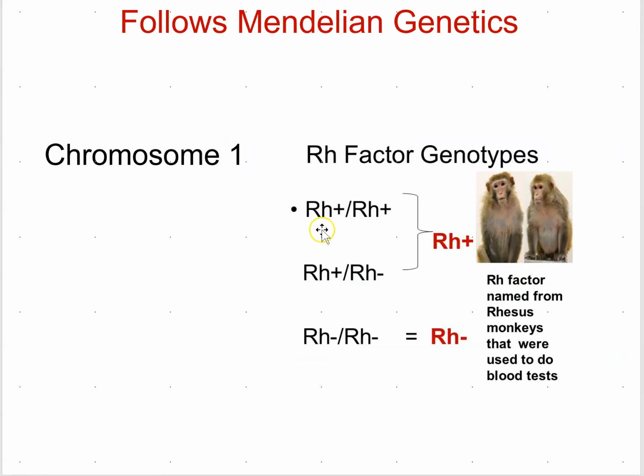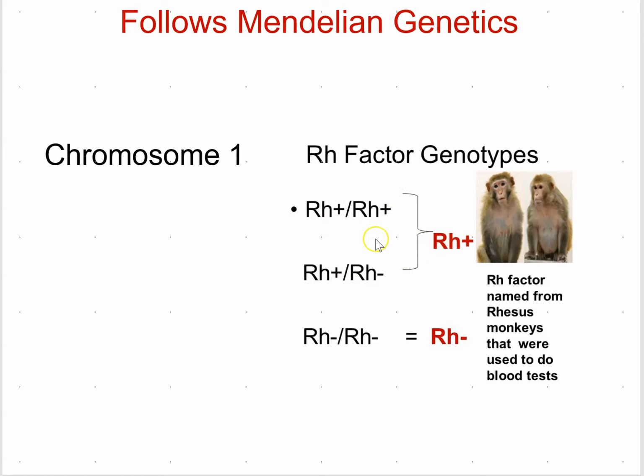So the rhesus factor is basically determined by the genes on chromosome 1, which we call the rhesus group. Now some people have a positive blood type and some people have a negative blood type based on the rhesus factor. Now we have 2 alleles for rhesus factor on each chromosome.